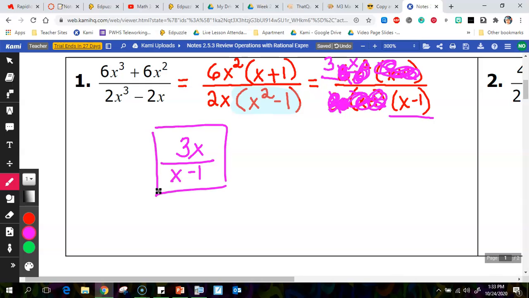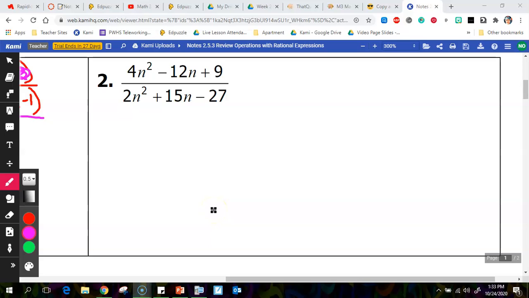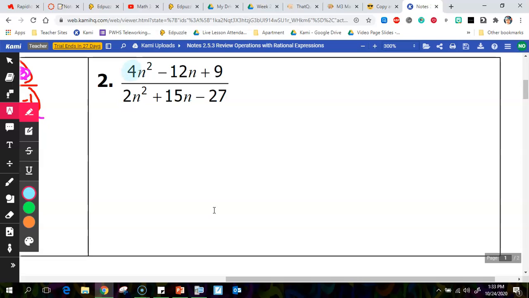This is my answer right here. So number 2 is a little more complicated because I have two trinomials, numerator and denominator are both trinomials, and neither one of them has an a value. In other words, this and this are the a values. If the a value is 1, it's a whole lot easier to factor, of course.